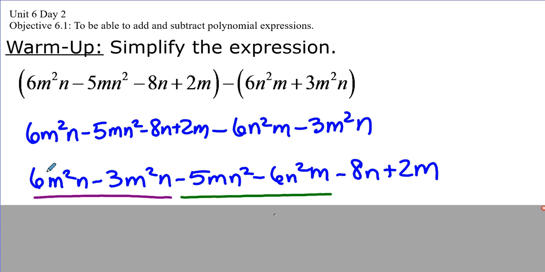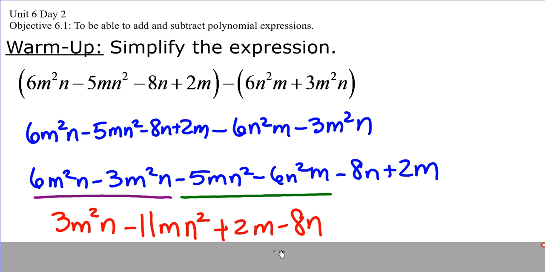So 6m squared n minus 3m squared n is going to be 3m squared n, negative 5mn squared, and then we've got our negative 6mn squared, that would be a negative 11 n squared m, and then we have our 2m and 8n. So I wrote this in descending order, alphabetical order for m's to n's. So I have 3m squared n minus 11mn squared plus 2m minus 8n.